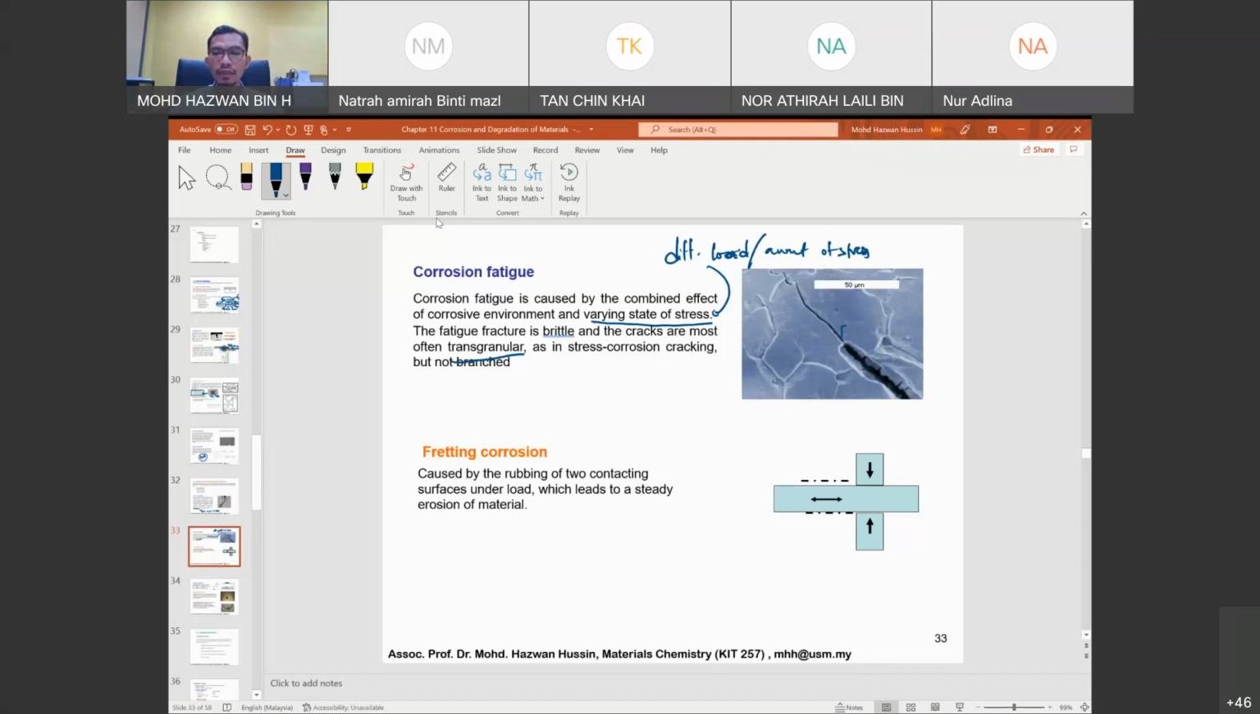So when you have a movement of one structure against another, this can cause friction, so-called fretting, rubbing of the two contact surfaces under load, which leads to a steady erosion of material.